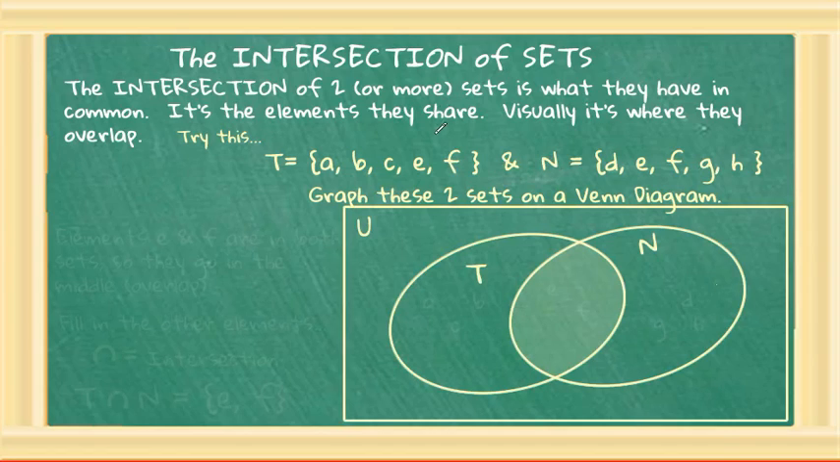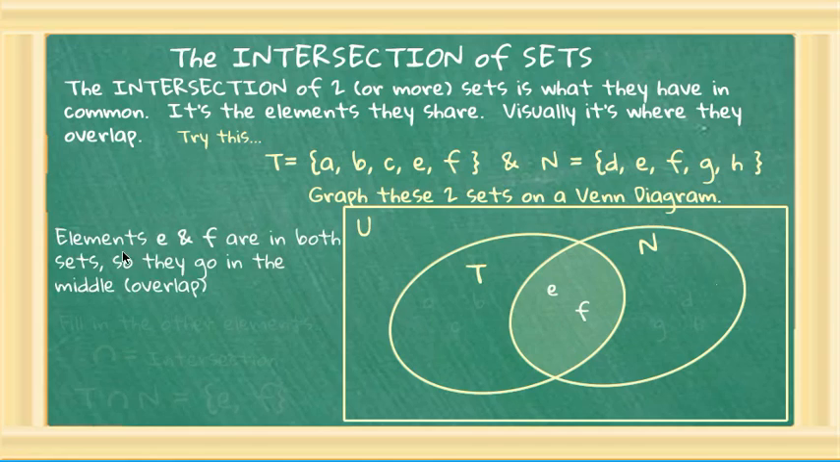So here's how we'll draw it. We've got our square, or rectangle, for the universal set. We have our circle for T. We have a circle for set N. And the part we're interested in for this lesson is where they overlap. This sort of football shape is the overlap, or the intersection, of the two sets.